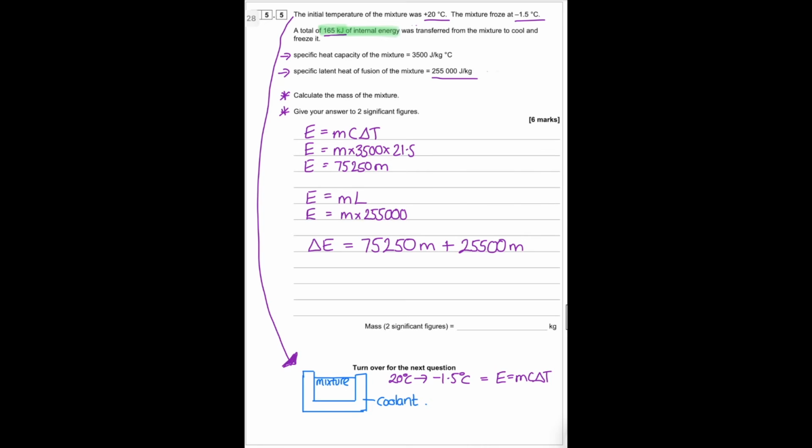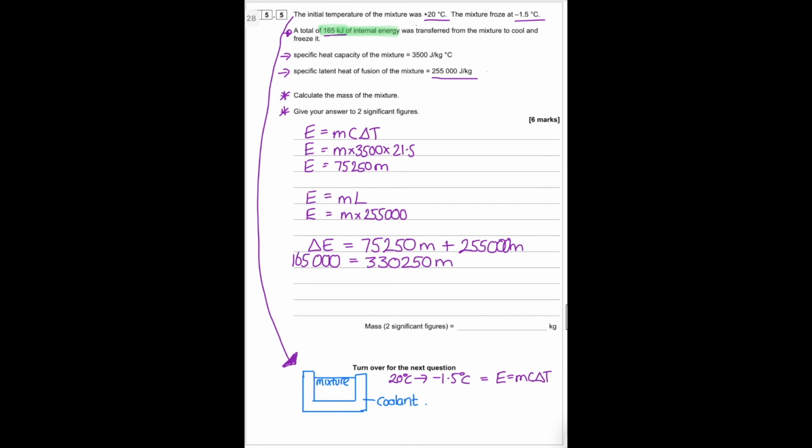Now, as we can see from our information provided here, the total internal energy is 165 kilojoules, which is 165,000 joules. And if we do 75,250 M plus 255,000 M, that gives us a total of 330,250 M.